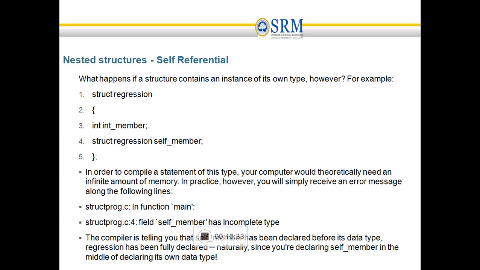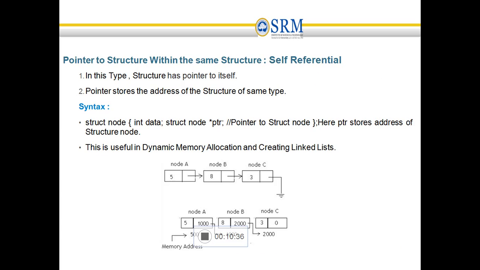For this approach, we want to utilize pointer references, and the example is shown here. The self-referential approach to solve it is a pointer to the structure within the same structure. In this type, the structure has a pointer to itself. The pointer stores the address of a structure of the same type, so the compiler knows the size of the structure. It is mostly applied in dynamic memory allocation and creating linked lists.